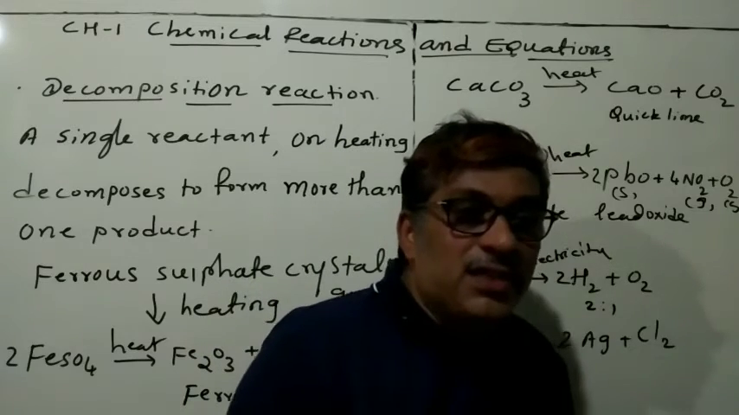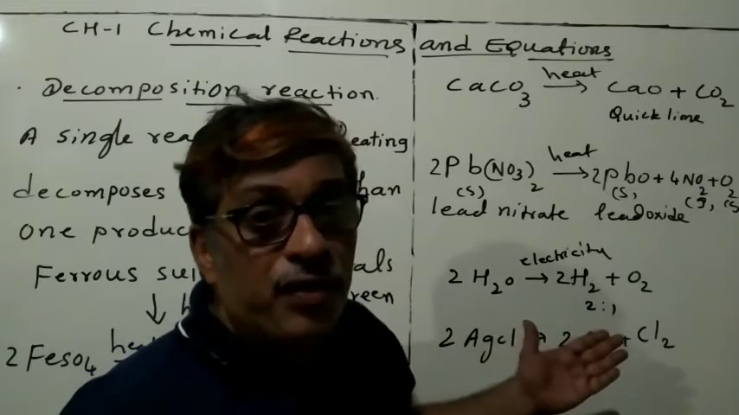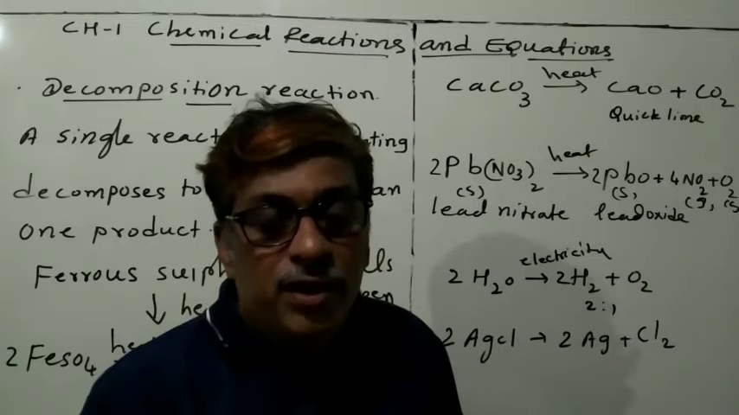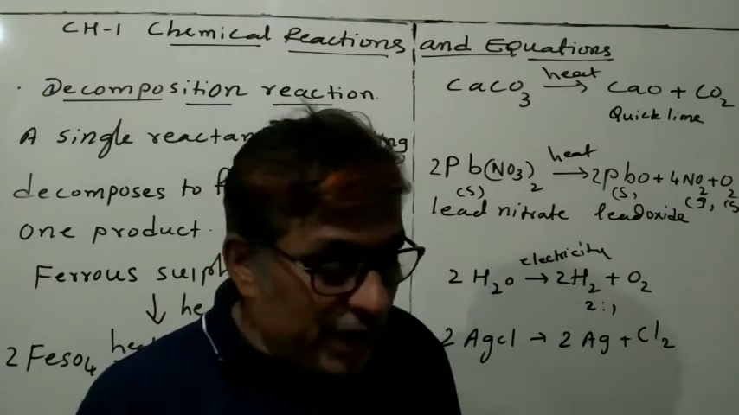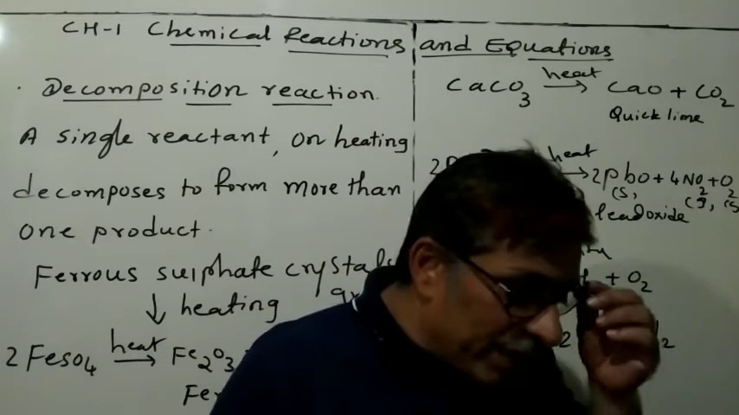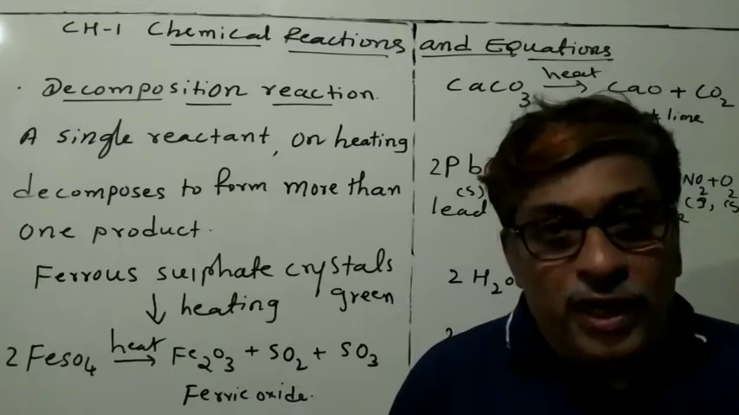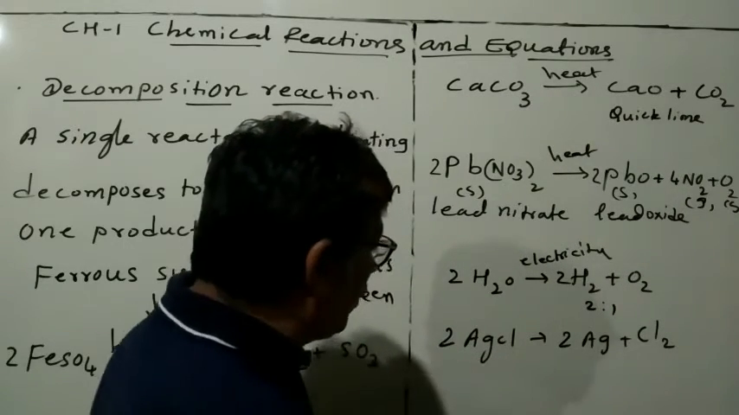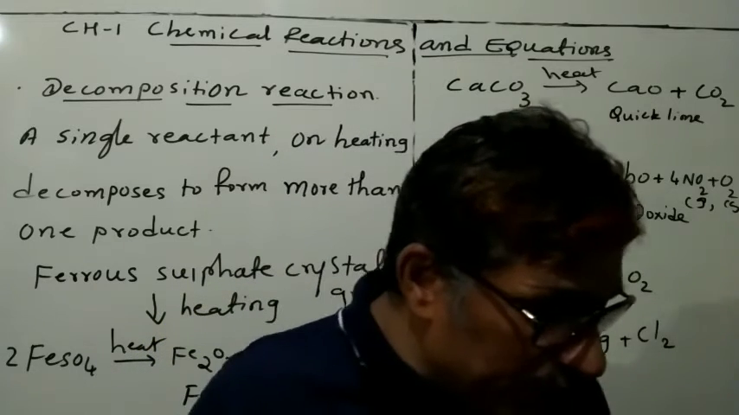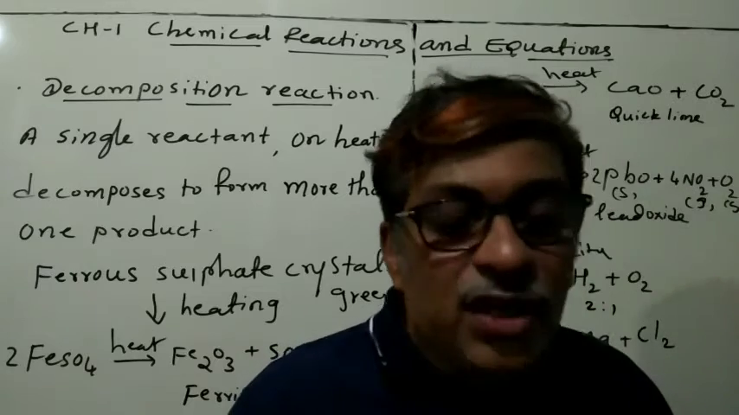Another way decomposition is carried out is by the process of light. This is called the photolysis process. Photolysis. Here one activity is given. Take about 2 grams of silver chloride. This silver chloride is a solid. The color of silver chloride is white.